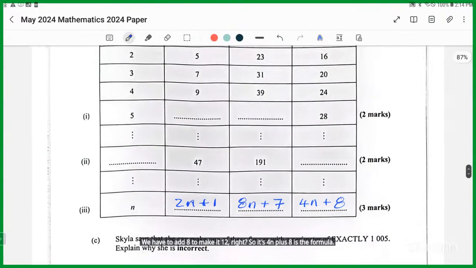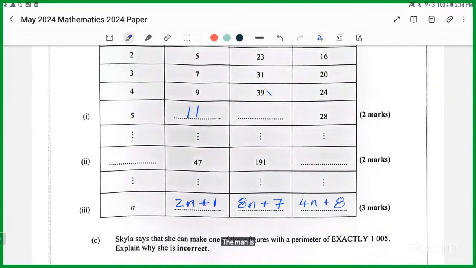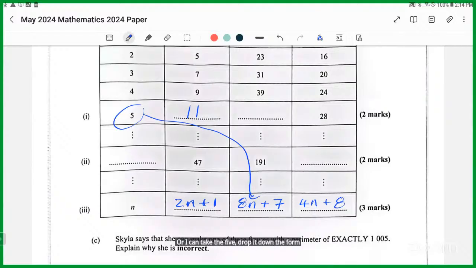All right, so ready now. For this row, the n is 5. We're going to take 5 and drop it on here. 2 times 5 is 10 plus 1 makes 11. Or for the next shape, we could just add another 2 to make this 11. Here we can add another 4, no, add another 8, sorry. That's a plus 8 column, right? Or you can take the 5, drop it on the formula, get 40 plus 7 is 47.